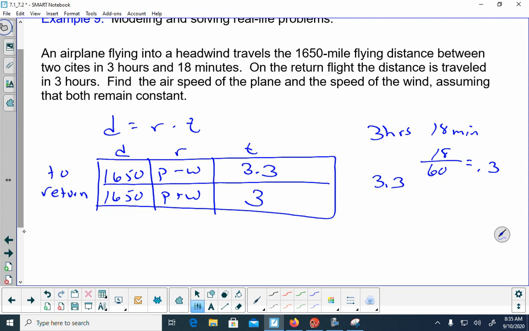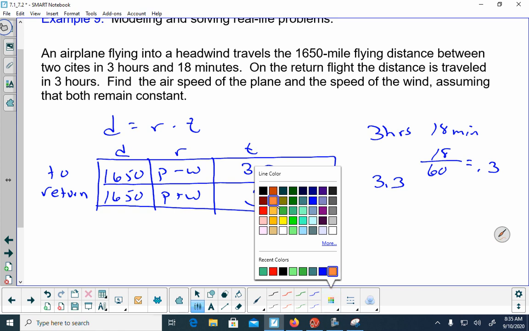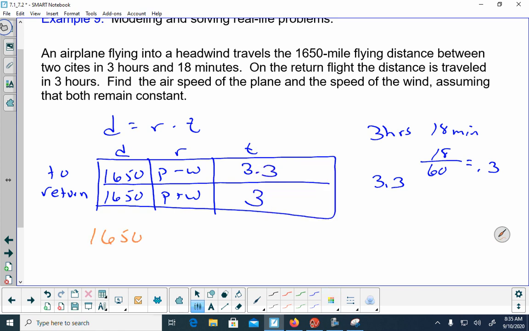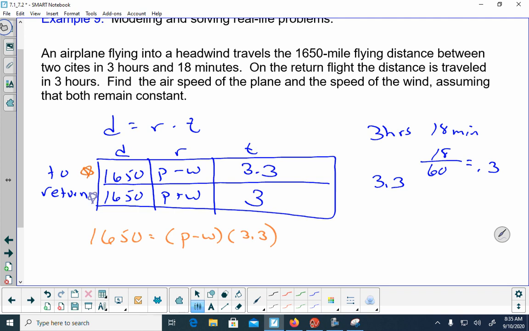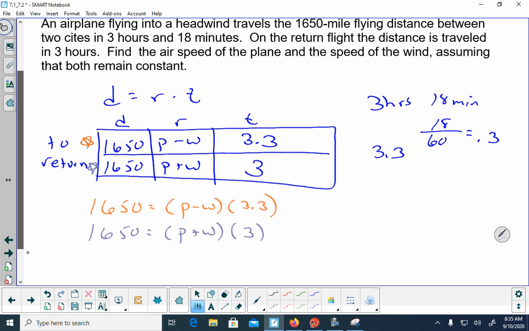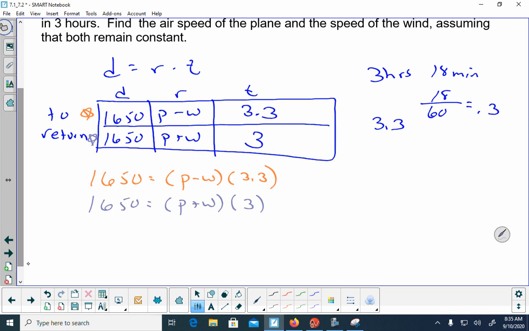I'm going to set up 2 equations based on my table. My first equation is going to be 1,650 is equal to my rate, which is P minus W, times my time, which is 3.3. My second one is based on this one, so I'm going to say 1,650 is equal to P plus W times 3. So now, in order to solve this, I know how I want to do it, but that's probably not the way you're going to think to do it.